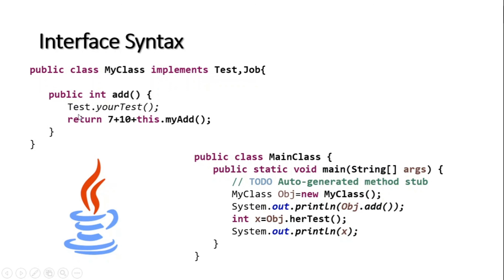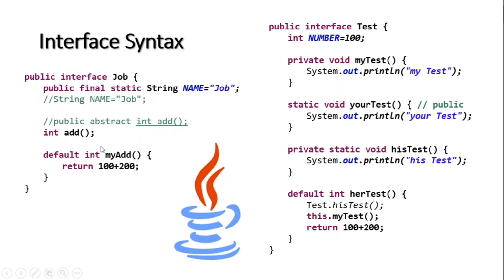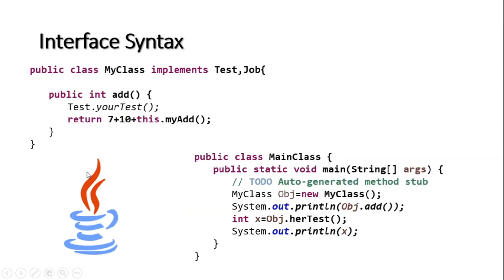And look what I have here. I have the return 7 plus 9. Now look at this, this my add. What is this my add? Let's go back and see what is my add. My add is this one. So you can see it is defined as default inside this interface, and I can call it outside of it. This is a different class, and it's basically just acting like a public method. I do have access to it here.